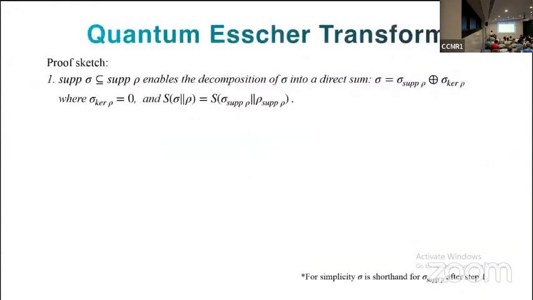Let's go through the proof sketch. We start with the condition on the support subspace, which means we can decompose sigma into two parts. One is within the support of rho and the other in the kernel of rho. We know the kernel part contributes nothing to the relative entropy, so we can reduce the relative entropy to the components only in the support of rho.